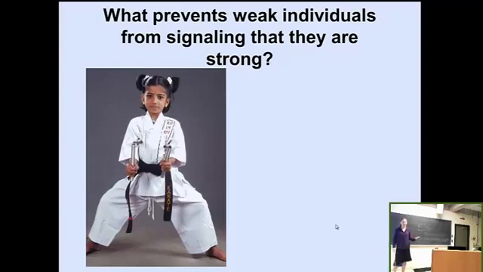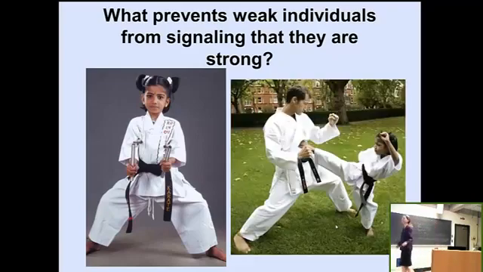Now, one of the popular explanations out there is the idea of social costs. So the idea is if you signal that you're strong and you're not actually strong, you're going to either receive more aggression than you would normally, or you're going to be attacked by other strong individuals, and this is going to be so costly that it's not advantageous to signal inaccurately. So we decided to test this idea.